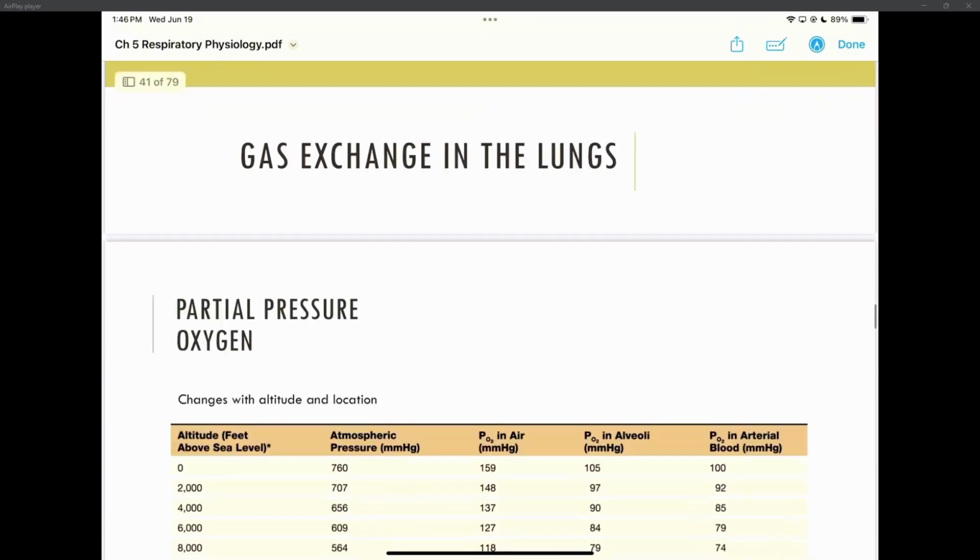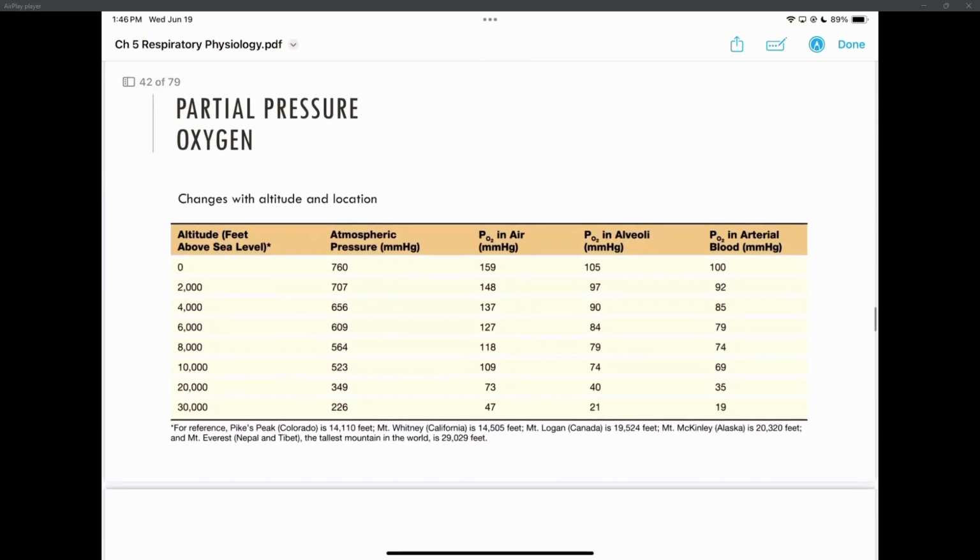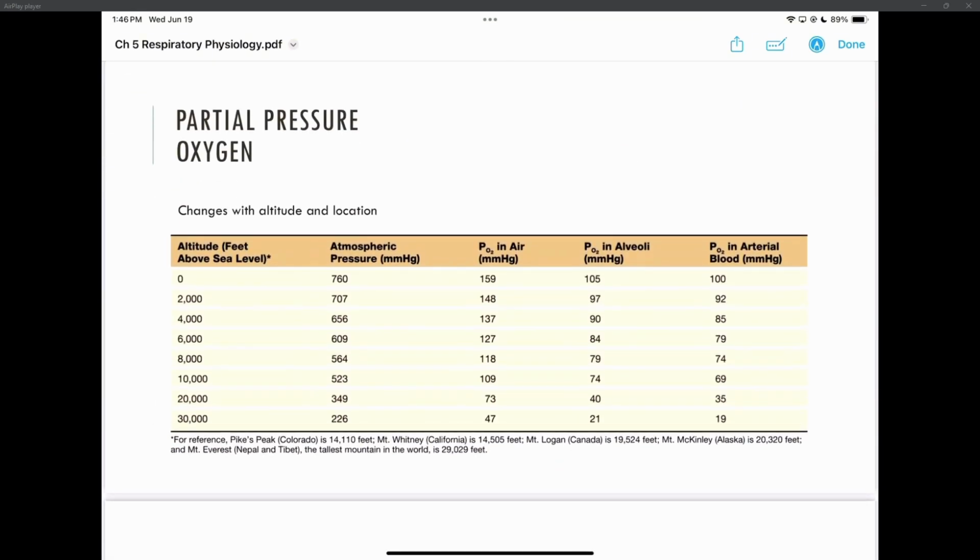So let's talk about gas exchange. In the very beginning, we talked about partial pressures of oxygen. At 0 feet, which is right about where we are, atmospheric pressure is 760. We know that 21% of the air is oxygen. So if you take 21% of 760, you get 159. That's in the air. And then when it gets into the lungs, we have 105 and then finally 100.